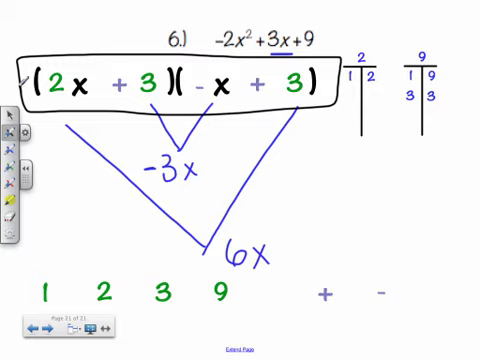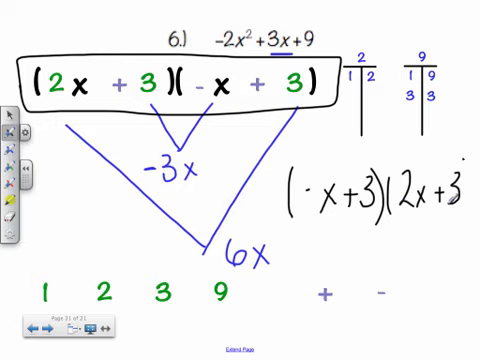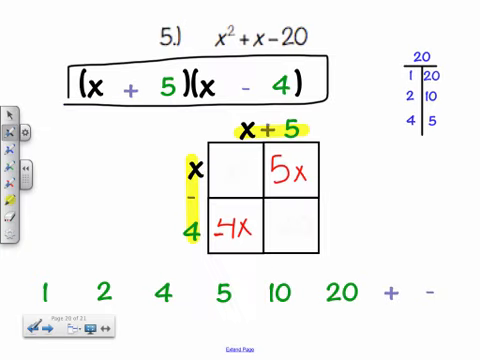One quick note that I just want to make sure that everybody understands, because I haven't mentioned this yet. It is totally fine to write your answer out as negative x plus 3 multiplied by 2x plus 3, because the commutative property says that you can put this in any order that you want, as long as the signs remain the same signs that you had before. So another example is right here. In this example right here, I can still write my answer out as x minus 4 multiplied by x plus 5. And that's how you factor trinomials using trial and error.